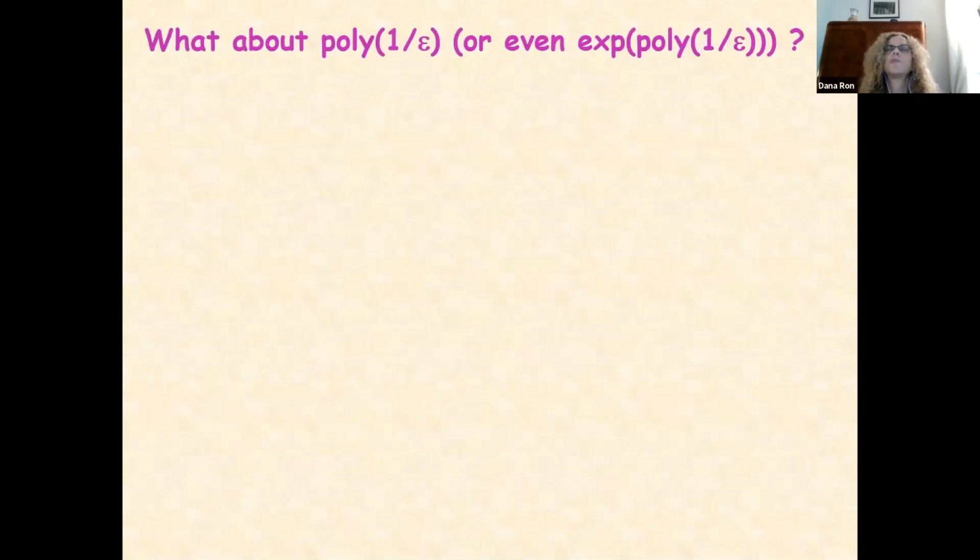So you say, well, you don't want to hear about these big functions. You want polynomial, or even, since those functions are so high, exponential. One level of exponent is fine, but really we would want poly 1 over epsilon. First I'll talk about what is known about testing with poly 1 over epsilon, and then I'll talk about distance approximation.